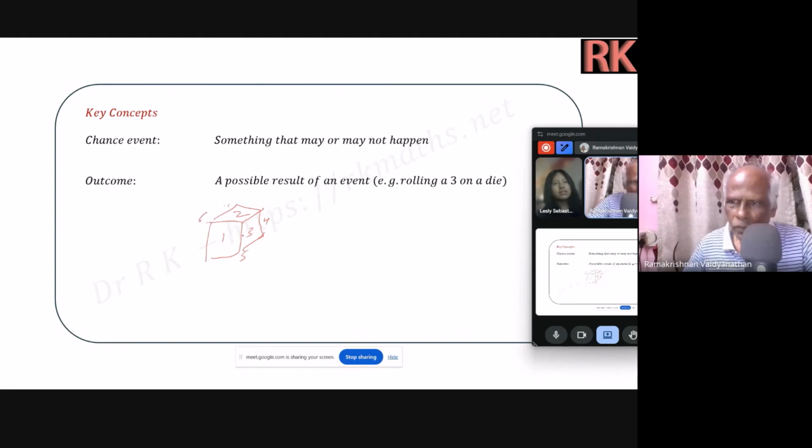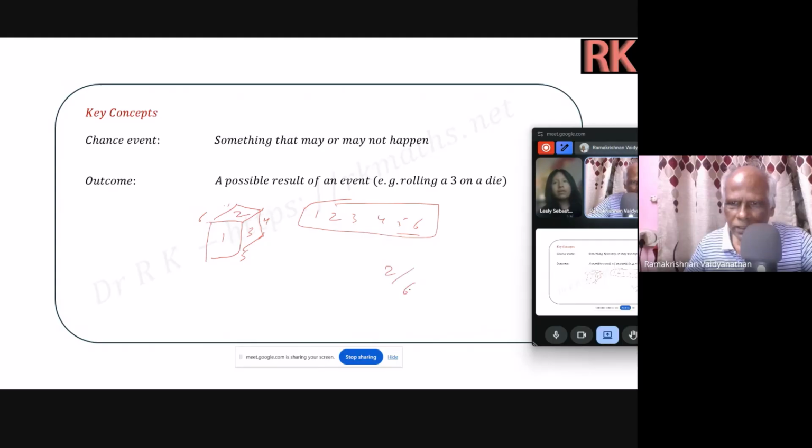6 will be written. So it can fall either 1 or 2 or 3 or 4. So what is the sample space here? Sample space is 1, 2, 3, 4, 5, 6. 0 is not there. Yes or no? So what is the probability of my getting either 5 or 6?